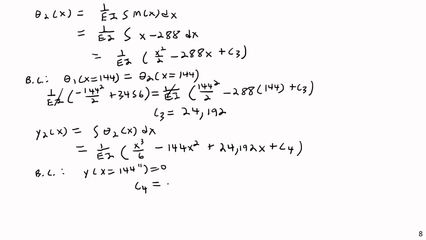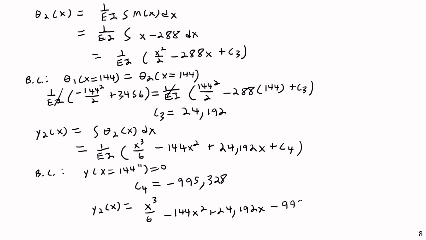It's going to be equal to negative 995,328. So our final y2 as a function of x is equal to x cubed over 6, not x to the 6 over 6, x cubed over 6 minus 144x squared plus 24,192 x minus 995,328. And of course we cannot forget times 1 over EI.